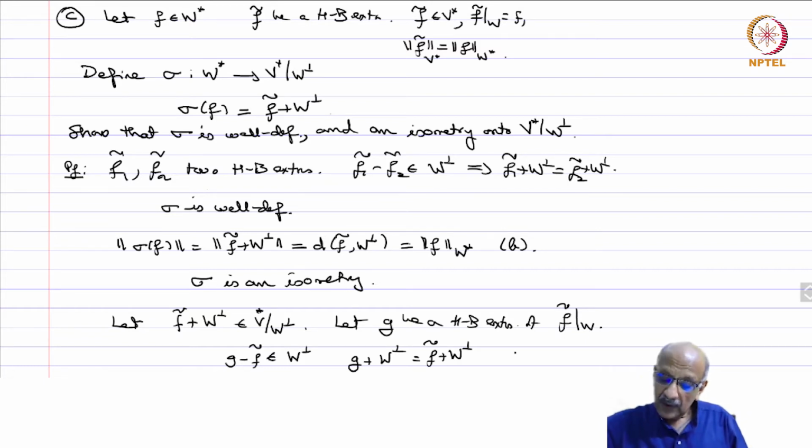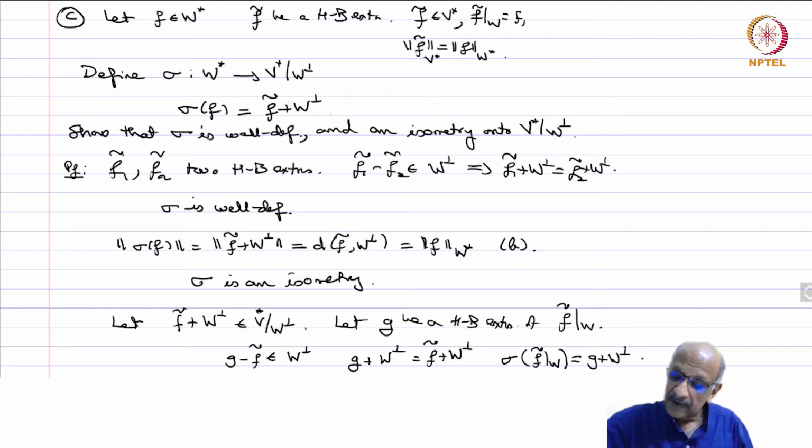But then what is sigma of F tilde restricted to W? That is nothing but you take the Hahn-Banach extension, which is G plus W perp by definition, and that is nothing but F tilde plus W perp. And therefore, every element in this quotient space is sigma of something, therefore sigma is onto. And that proves the theorem completely.